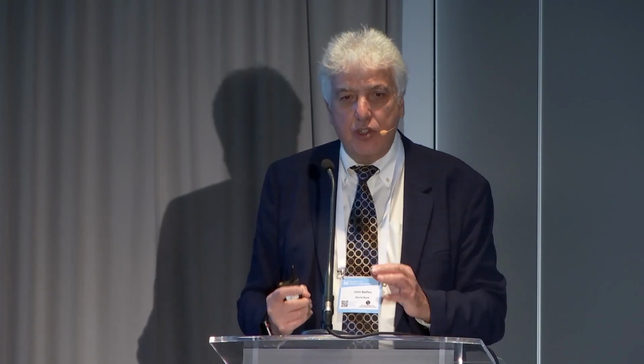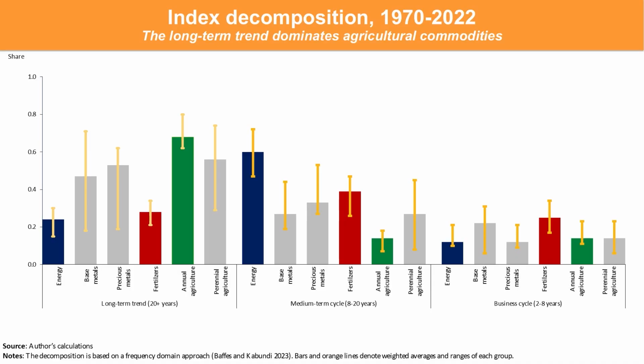And this is not surprising for the following reason. Pretty much agriculture and especially food prices follow population growth trends. But when you look at other prices, especially metals and energy, they follow mostly income growth trends, and income is much more volatile than population growth. But the takeaway is that agriculture is characterized by the long-term trend component very much.